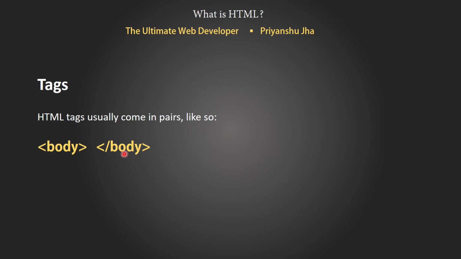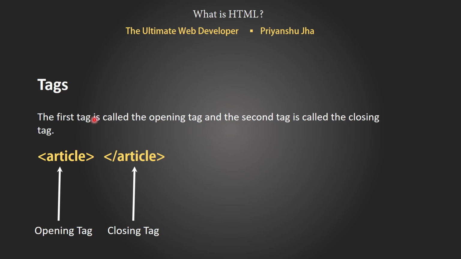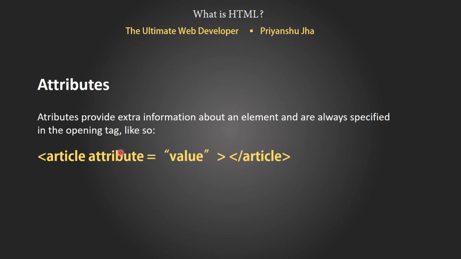We will see in the next slide. Here you can see the first tag is called the opening tag. Here the article tag is the opening tag, and the article tag here is the closing tag, because a forward slash is also put inside the angle brackets. So these were the basic terms about tags. Now we will move to attributes. What is an attribute? An attribute provides extra information about any element that you put in your brackets.